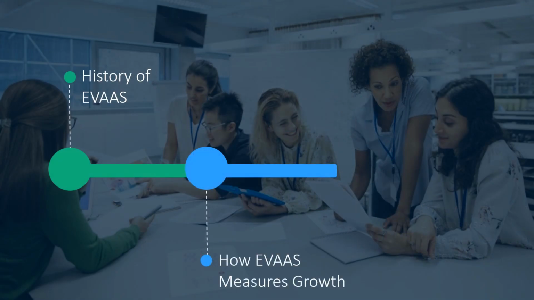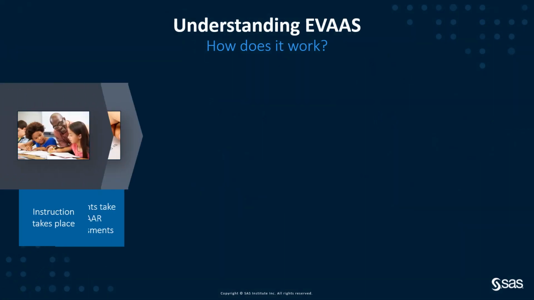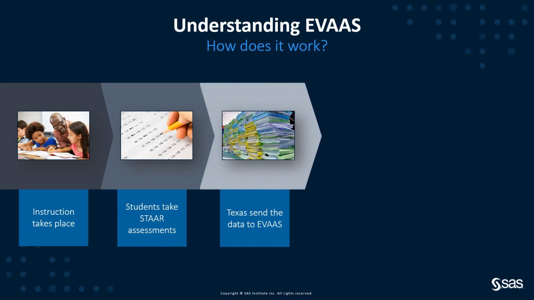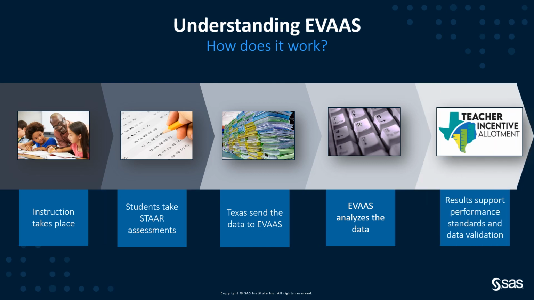So, how does EVAAS work? First, instruction takes place. Next, students take STAR assessments, and the Texas Education Agency sends their standardized test scores and other student-level and group-level characteristics to EVAAS. Then, EVAAS performs sophisticated statistical analyses of the data, focusing on the relationships among scores, to determine how much academic growth students made. Finally, the results are aggregated for use in the TIA data validation process.